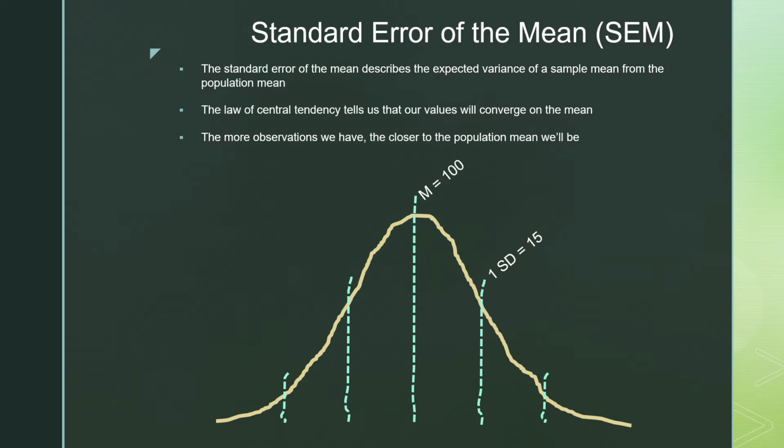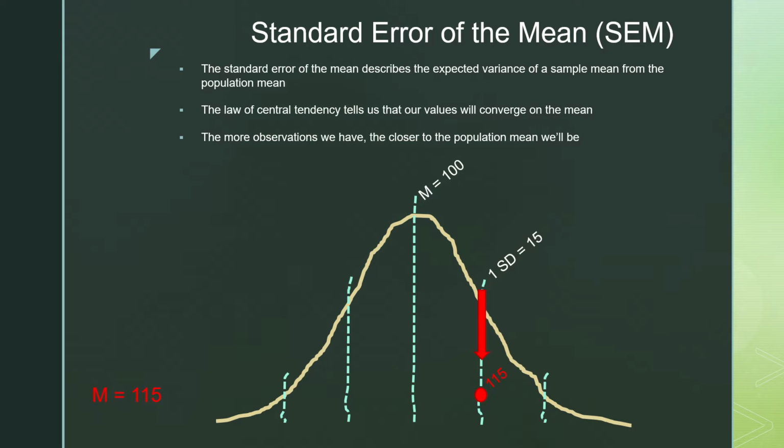But because of central tendency, the mean of those scores that we start pulling for our sample are going to start converging on the population mean. They probably won't exactly be the population mean, but they'll start converging on it. The more observations we have, the closer to the population mean we're going to get. So take a look, and I'll show you what I mean.